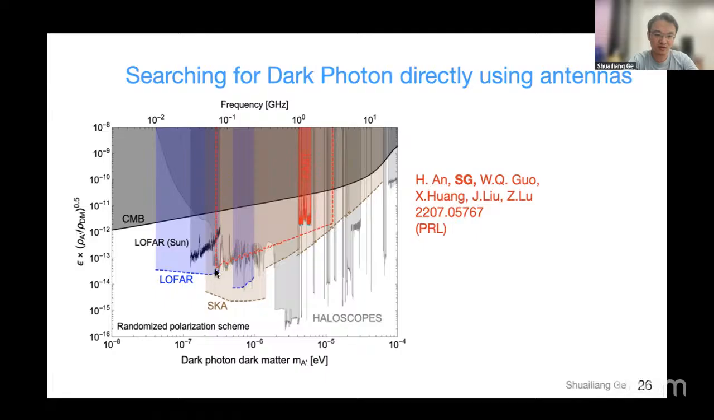And this blue and brown dashed lines are the projected sensitivities of LOFAR and SKA. We predict that they can give us very good sensitivity on detecting the dark photon dark matter. Okay, this is the first mechanism that I have talked about, and it is based on the fact that when dark photon dark matter comes, they will interact with the metal dish. They will drive the electrons in the metal dish to oscillate and emit electromagnetic waves, and can be detected by some receivers installed on the radio telescope.